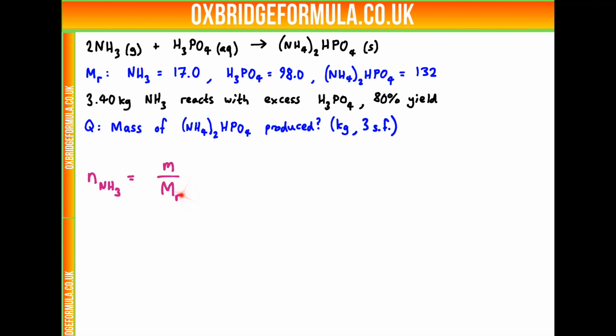But what do we need to do first? So the mass is in kilograms, and the relative molecular mass is in grams per mole. So why don't we change everything to grams for now to make it easier? So we have 3.4 kilograms times 1,000 is 3,400 grams, divided by 17.0 grams per mole. Then what is this? Well, 34 divided by 17 would be 2. So 3,400 divided by 17 would be 200. And that gives us the number of moles of ammonia that we started with.